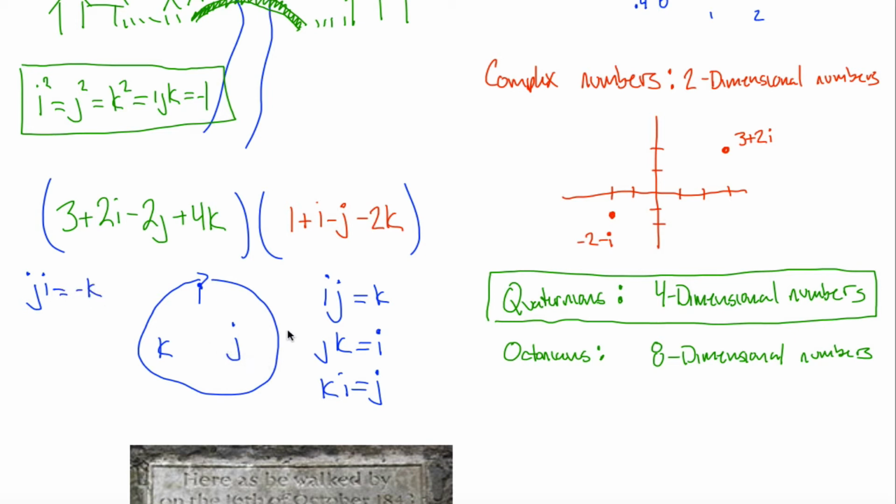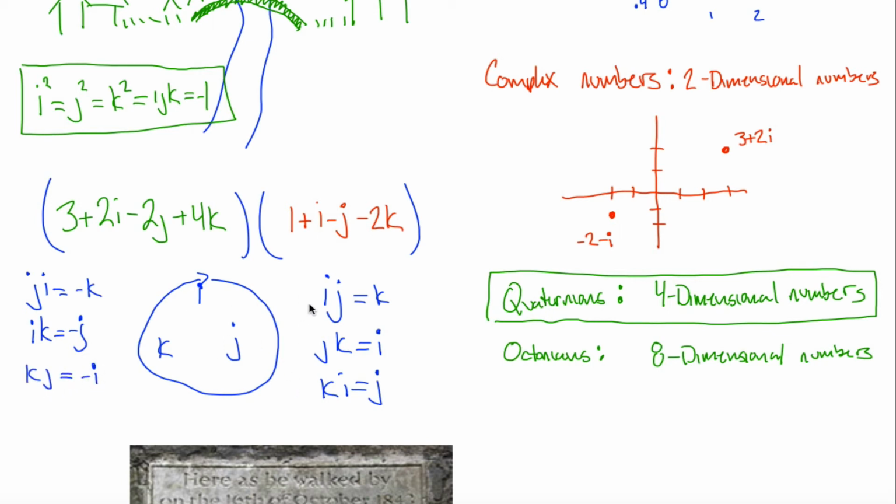You can get that from the picture, because with j times i, now I'm going against the circle. And when I go against the circle, j times i does give k, except it's negative because I'm going in the wrong direction. Similarly, i times k would be negative j. And which one did I miss here? I did i times k is j, j times i, so I guess k times j is the one I haven't done. k times j will be equal to negative i.